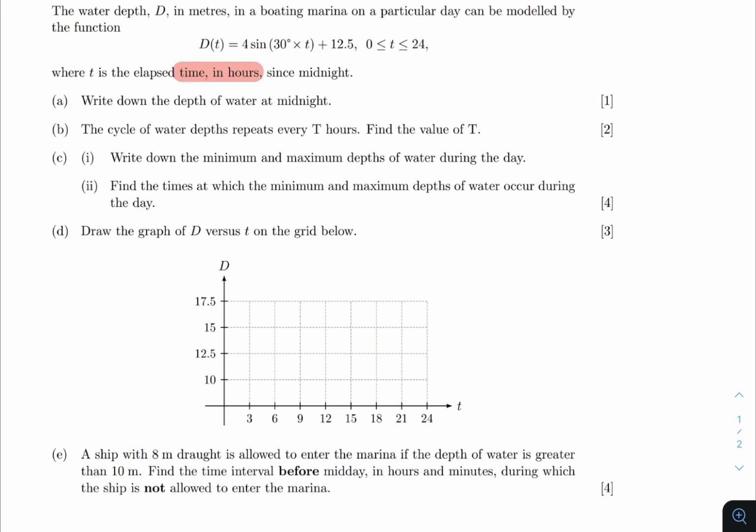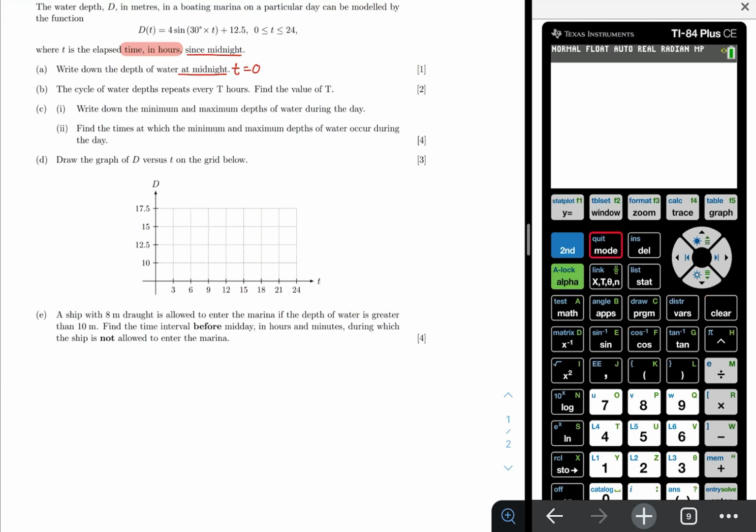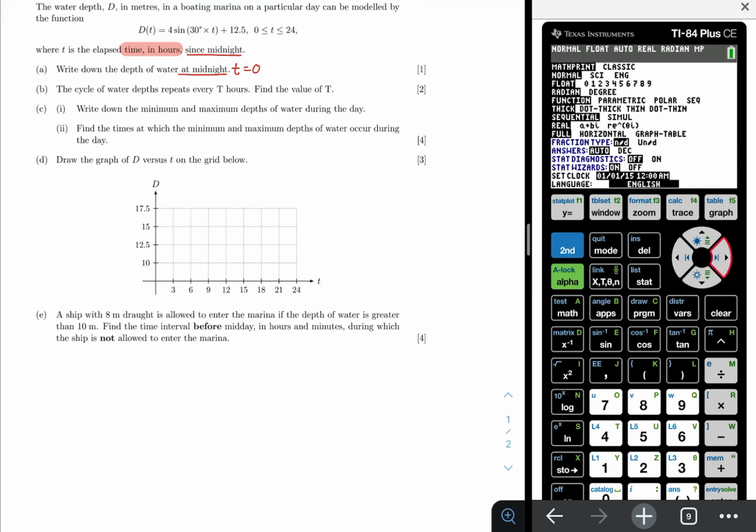Time in hours since midnight. Write down the depth of the water at midnight. So if it's at midnight, that means that time is equal to 0. So take out your calculators and let's graph this function. In order to graph, make sure that your calculator is in degrees, as always in this course.